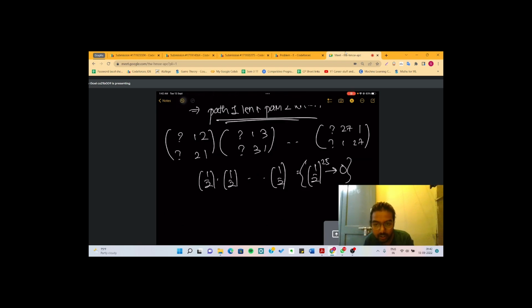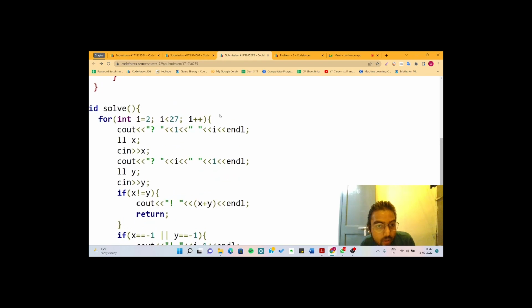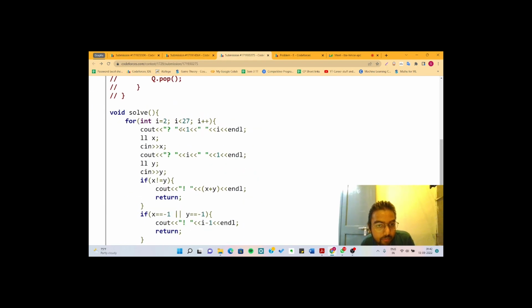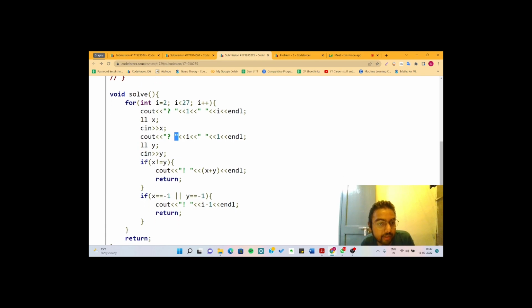So there is almost a 0 chance that for all of these the paths will be equal. Hence, if you look at my code, it is just asking for the values of ? 1 i and ? i 1, where i goes from 2 to 27. Now, if x is not equal to y, if the paths are not equal, you just output x plus y. In this case, x plus y will be n, and you return.